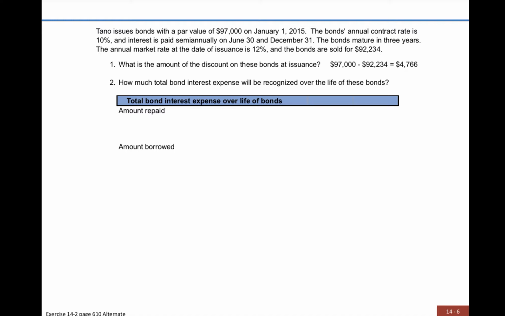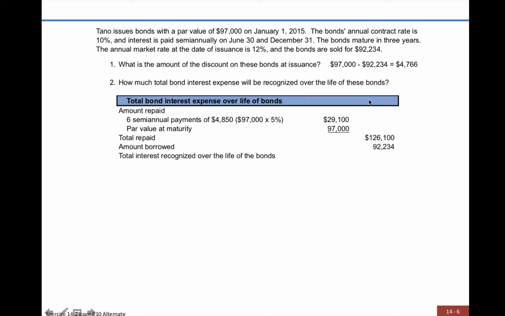What is the total bond interest expense that's recognized over this period? Actual bond interest expense, not including discount, which I think I misspoke on the last slide for that. So we just multiply the amount of interest payments times the percentage rate times par value, plus par value gives us the total amount we paid. Amount borrowed is the amount that we actually got paid. So this is where that 4766 comes into play, because instead of the amount borrowed being this number, it's this number, and so that's where that comes in as well. Total interest recognized over the life of the bonds then becomes the difference between those two.